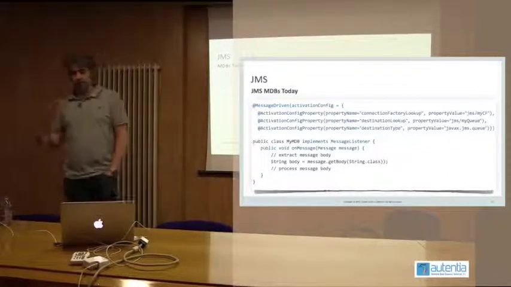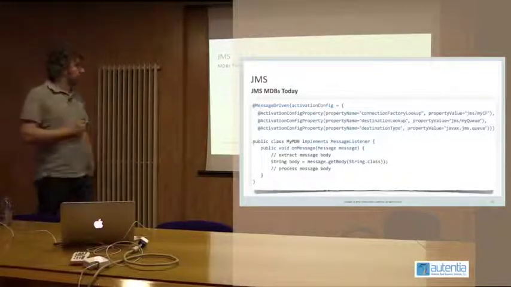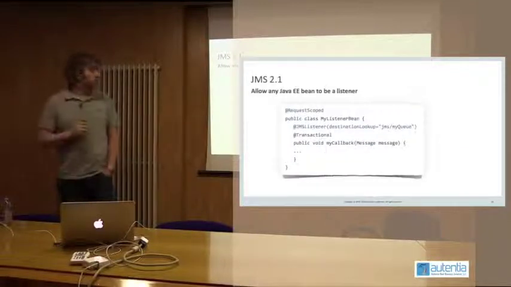So we would like to have something which is a bit more appealing to use. So maybe we should go to a model like that. So we have a simple POJO.